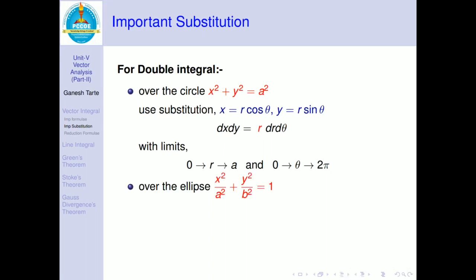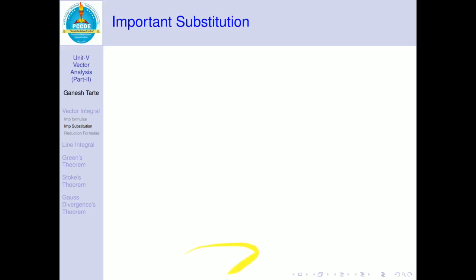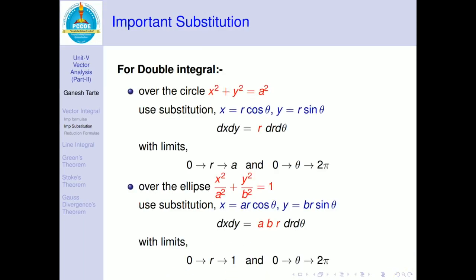Now over the ellipse, x square upon a square plus y square upon b square equals 1, we use the substitution. So it is the same as the circle but with multiples a and b. So x equals a r cos theta, y equals b r sin theta, with dx dy equal to a b r dr d theta, where that a b r is the Jacobian for the given substitution. With limits, r changes from 0 to 1, theta changes from 0 to pi by 2. So be careful, here limits are 0 to 1.